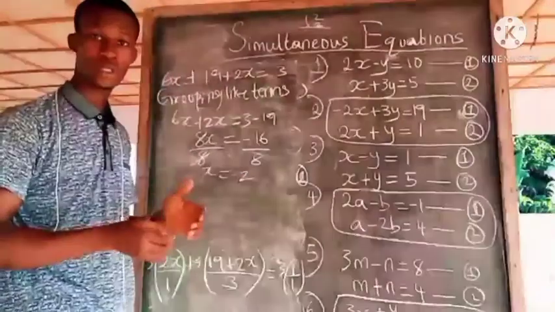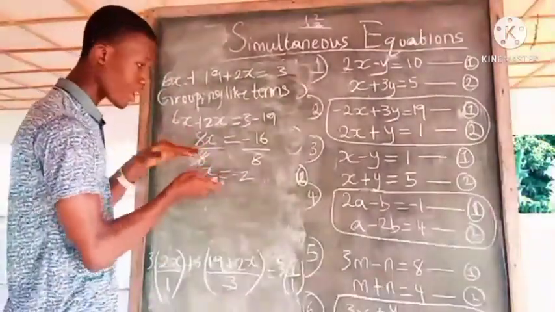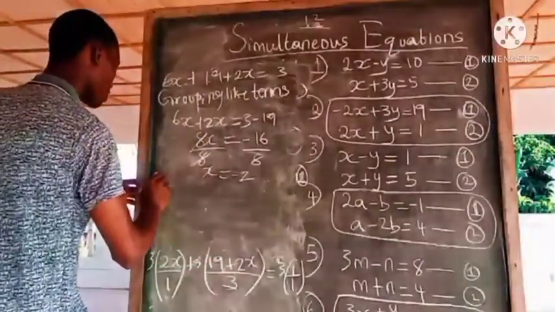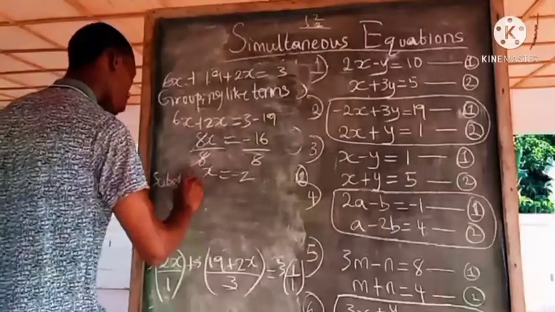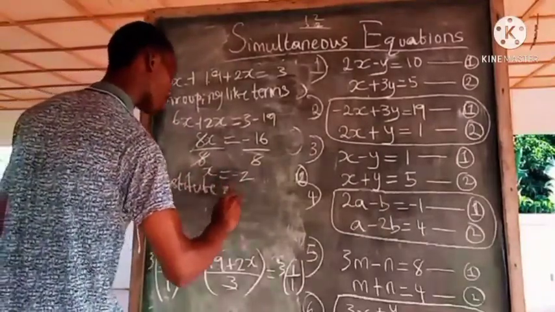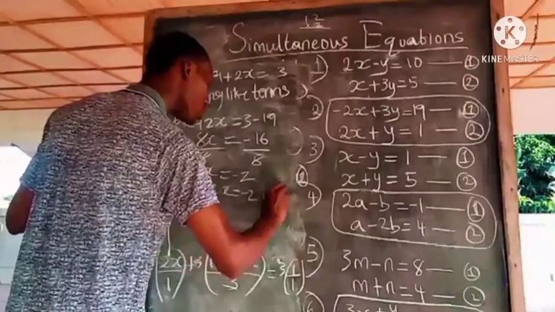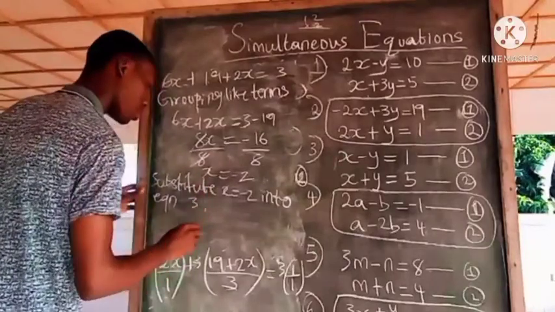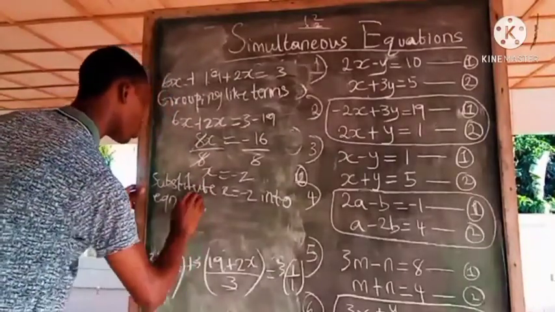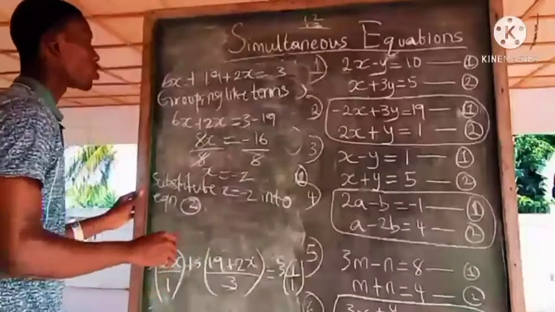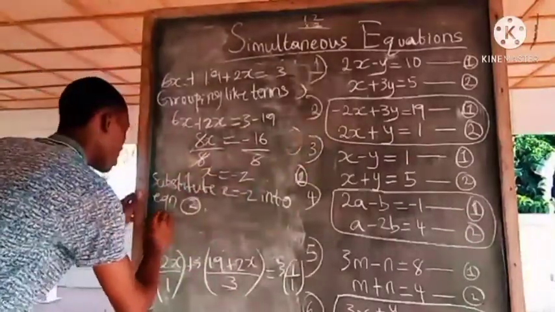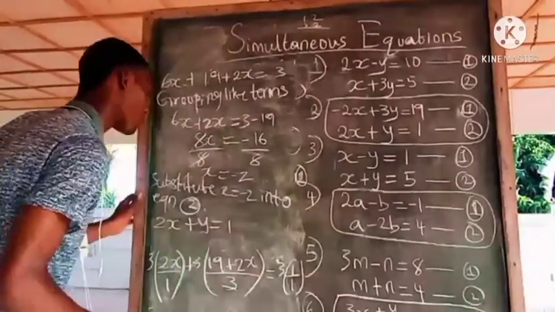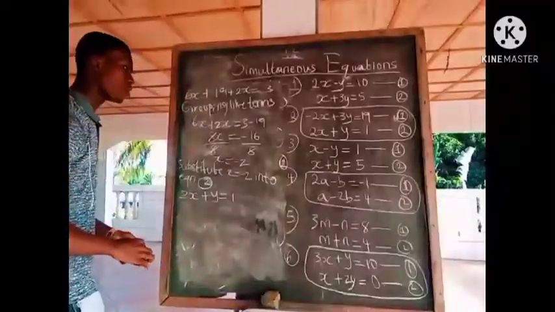Now the next thing we'll do is substitute the result we have gotten for x into the next equation or into any of the equations at all. So we are substituting x equal to negative 2 into equation 3. Okay, equation 3 looks a little bit bulky. Let's use equation 2 again. So our equation 2 is 2x plus y is equal to 1.